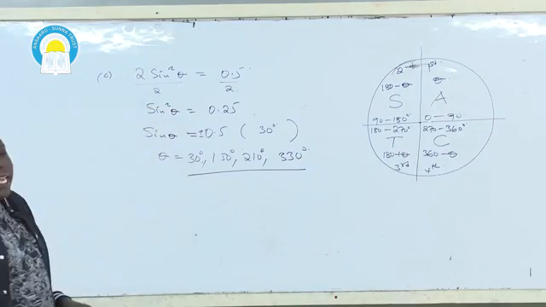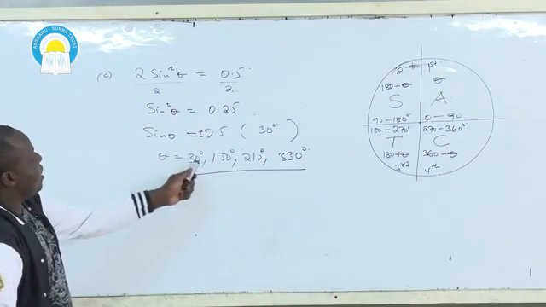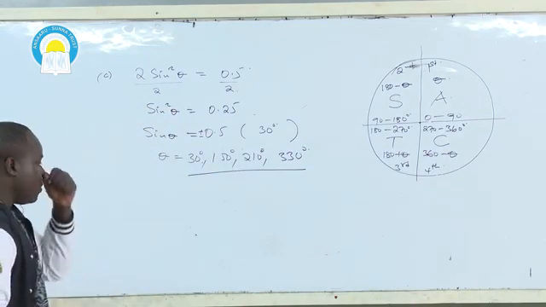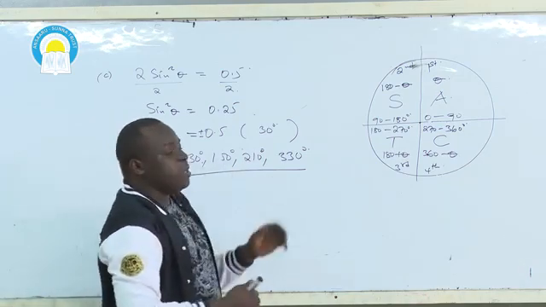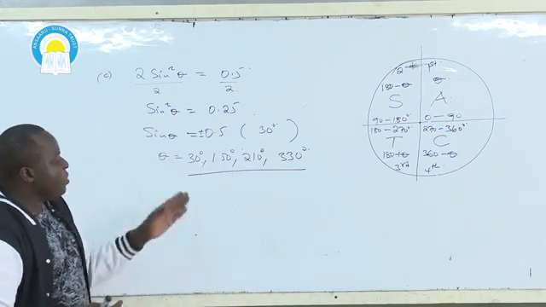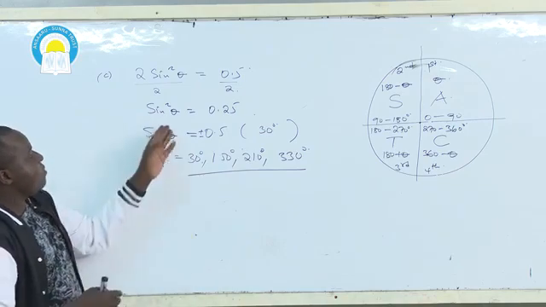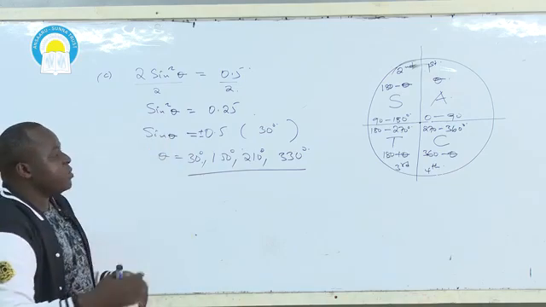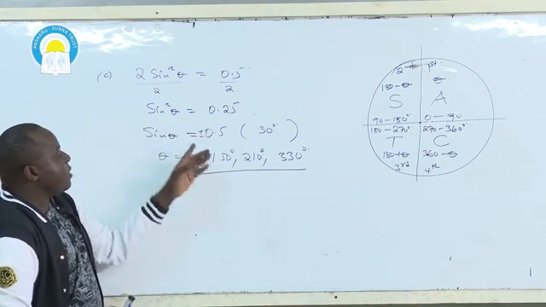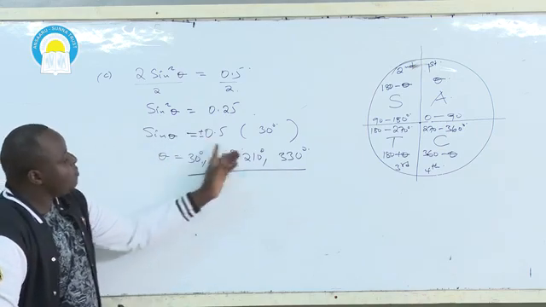So in this question, unlike the other questions, we have four answers. In the other examples that I used, there are only a maximum of two angles, that is, the values of theta between the range of 0 to 360. But if there is plus or minus, expect that.